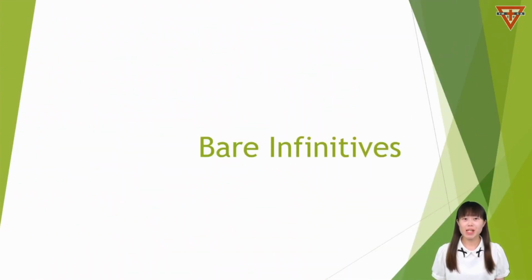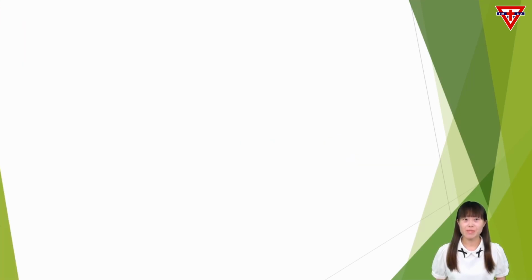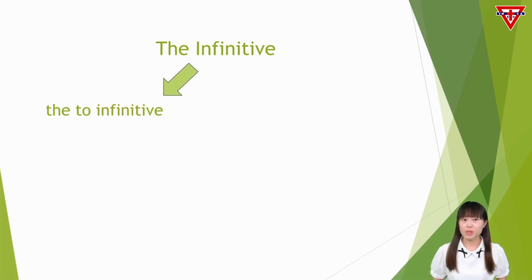Today we are going to talk about bare infinitives. The infinitive is the base form of a verb. To infinitive adds the preposition to in front of a verb's root form. For example, I decided to visit my grandparents.